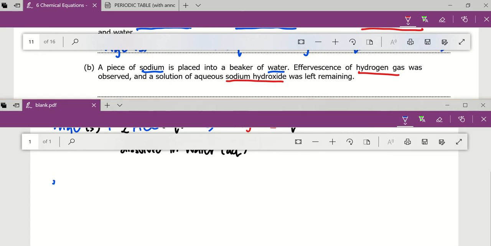Okay, so I have sodium plus water. It produces hydrogen. There is no need to write the word gas inside. Writing the word hydrogen inside is understood that it is hydrogen gas because that's the stable form of the element hydrogen. And this also includes sodium hydroxide.